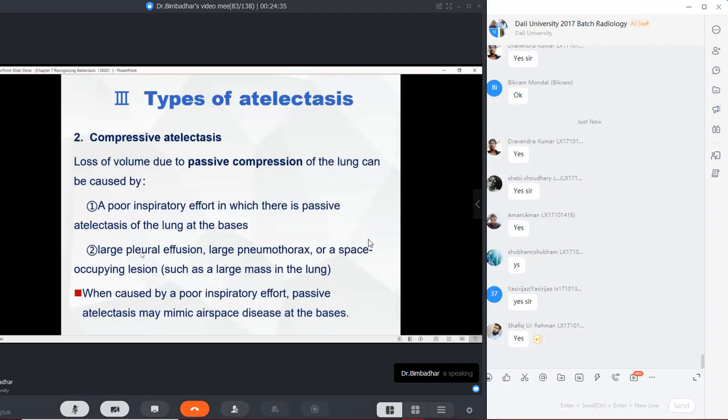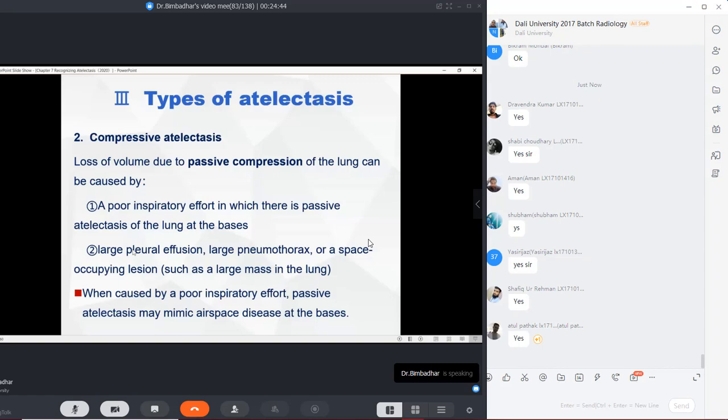Now you see here, the next one is compressive atelectasis. You may not remember every detail of what we are dealing with in this chapter, but try to remember the terms. A lot of MCQs and a lot of fill in the blanks can be asked from this chapter. So the next one is compressive atelectasis.